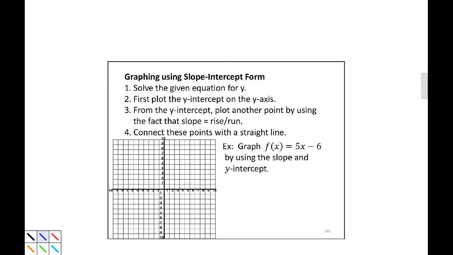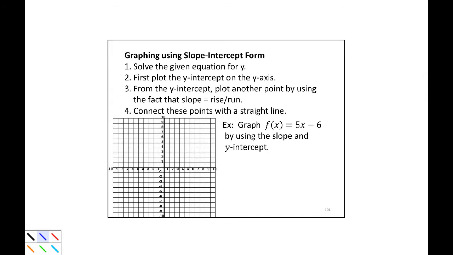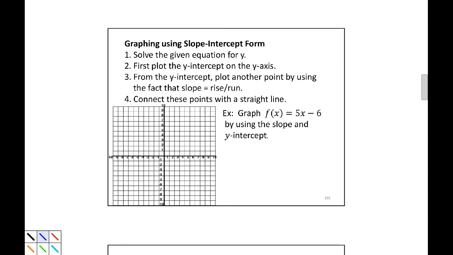To graph a function using slope-intercept form, we'll solve for y, as we just said. We'll plot the y-intercept first, and then from that we plot another point using the fact that slope is rise over run. Connect these points with a straight line, and we've got our graph.